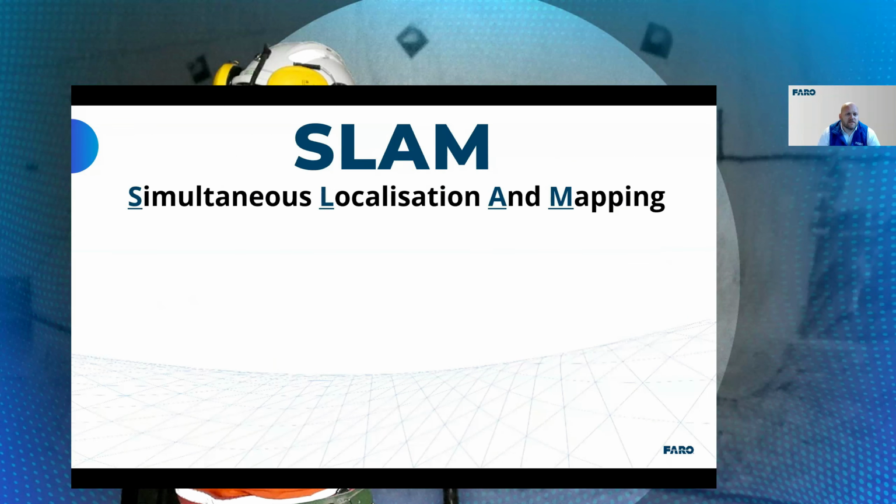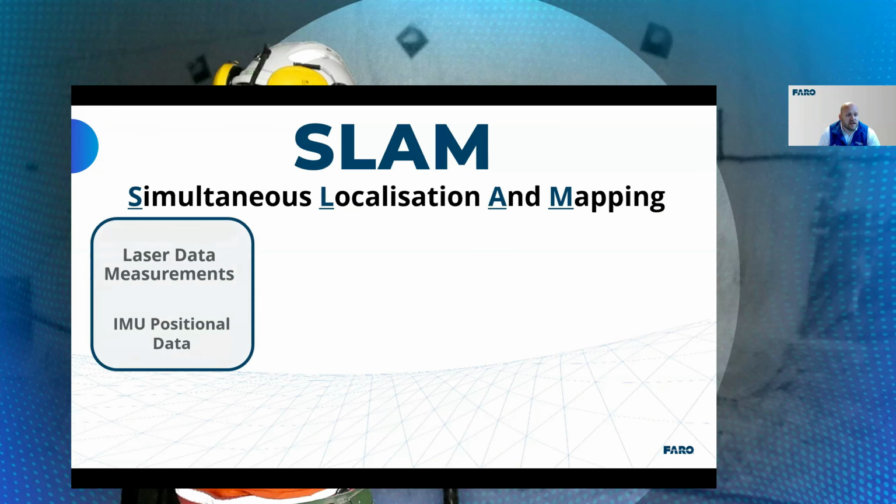You've heard me already in this presentation mention SLAM, and Dave mentioned it as well. What the heck is SLAM? SLAM is an acronym for simultaneous localization and mapping. Basically, a real fancy way of saying we're taking laser data measurements in the field as well as IMU positional data, so inertial measurement unit, and we're collecting that data as well as the images in the field.